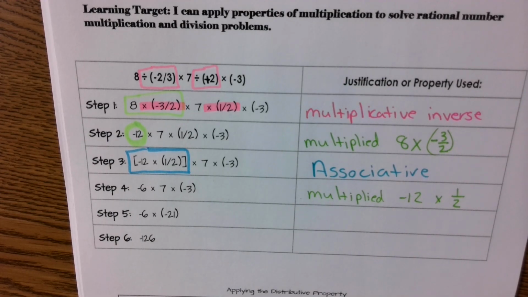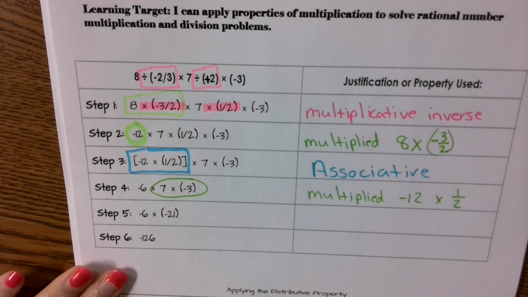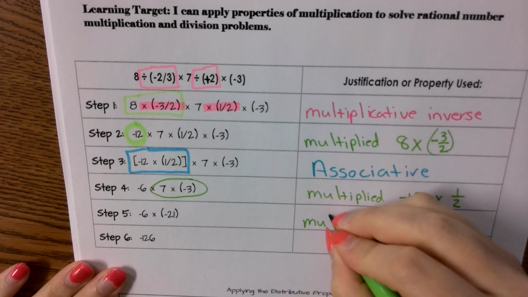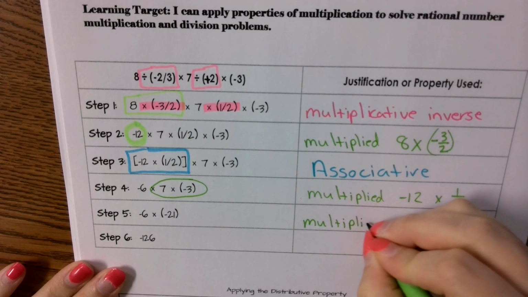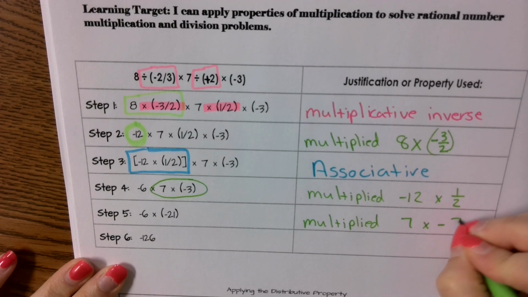Okay? Then what about step 5? What occurred in step 5? Jeremy? Yeah, we just focused on multiplying the 7 times that negative 3. Okay, so we multiplied 7 times negative 3.